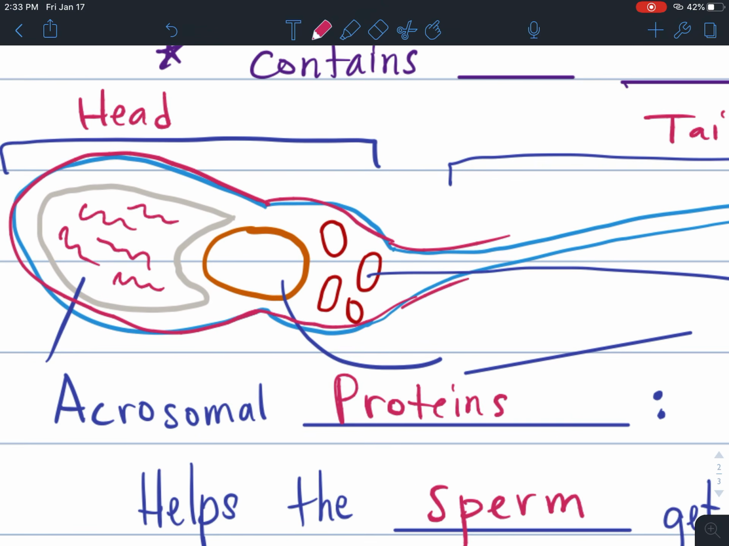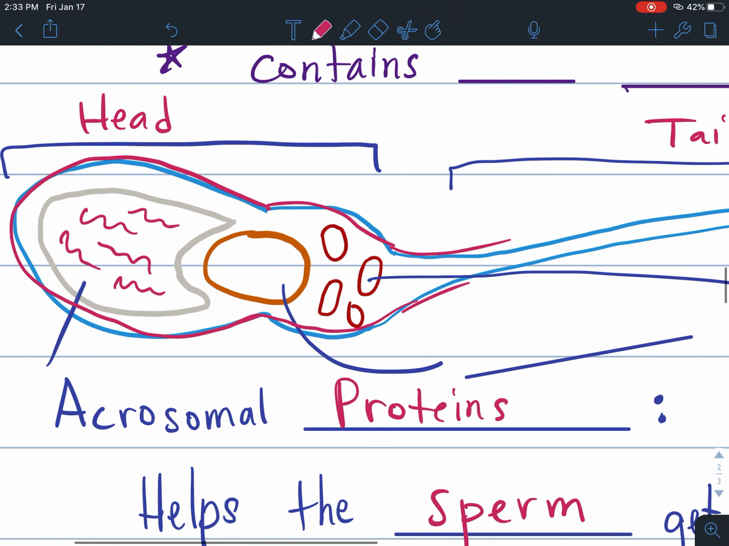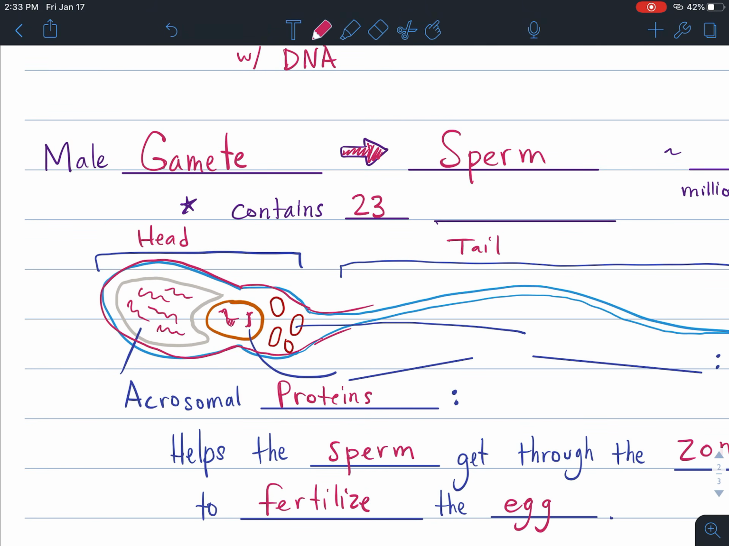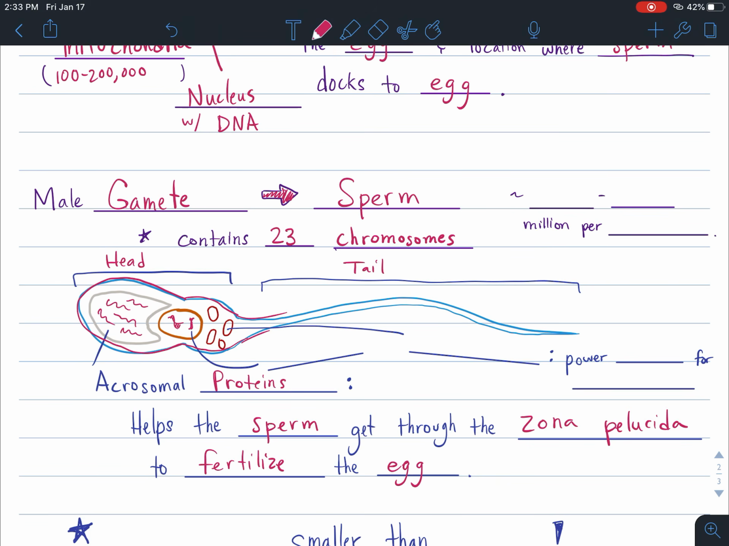All right, well, behind the acrosomal proteins, these proteins are released to get through the Zona Pellucida. Behind that, we have a similar structure as the egg where we have our nucleus, and inside of the nucleus, we have our DNA. So I'll draw some DNA helixes. And just like the egg cell, the male gamete contains 23 chromosomes, and these are the other 23 chromosomes that are needed to make a complete human. So half of the chromosomes are coming from the sperm, the other half are coming from the egg. That's why we are a combination of our parents, because we get half of our DNA from our mom, and the other half comes from our father.